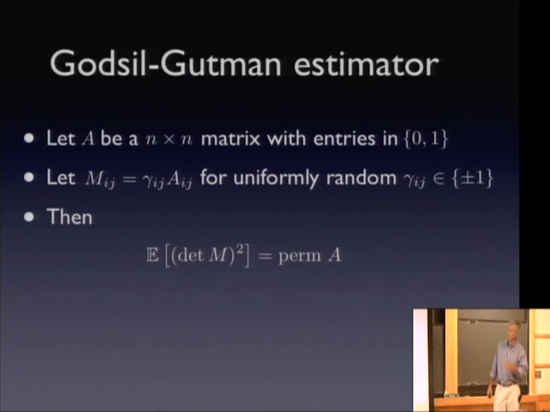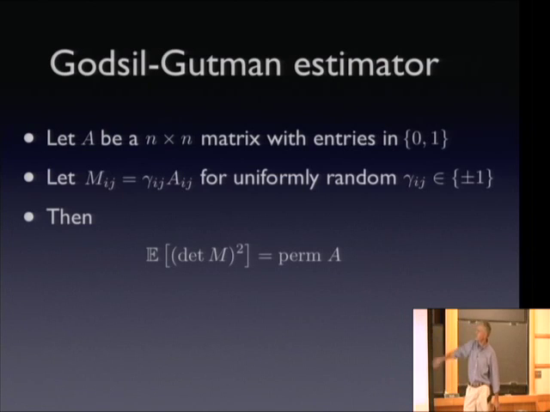about the Godsil-Gutman estimator. So I'm going to define this by giving you an example. And if you haven't seen this before, you're in for a real treat. This is just an absolute jewel. So again, we'll focus our attention on an n by n matrix with 0, 1 entries. This is the quintessential example.